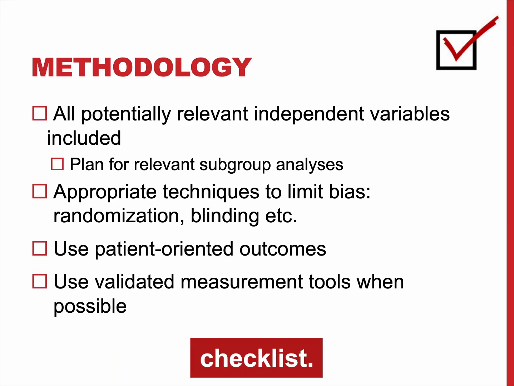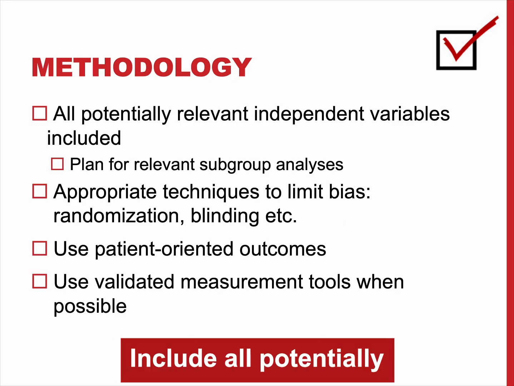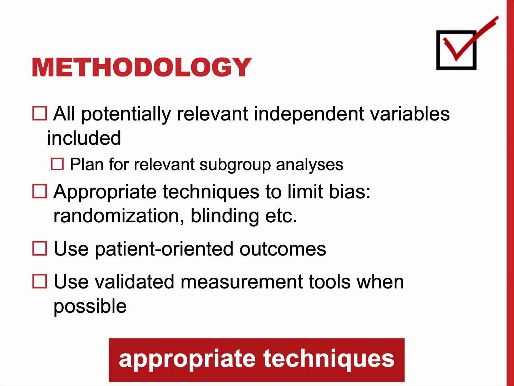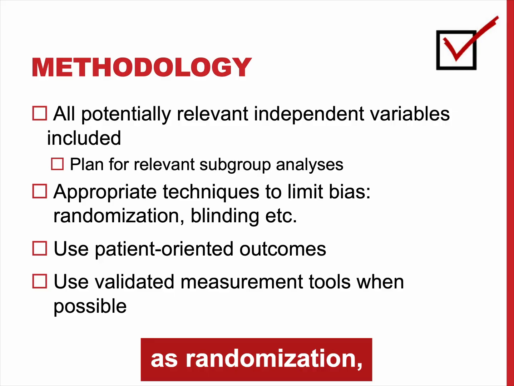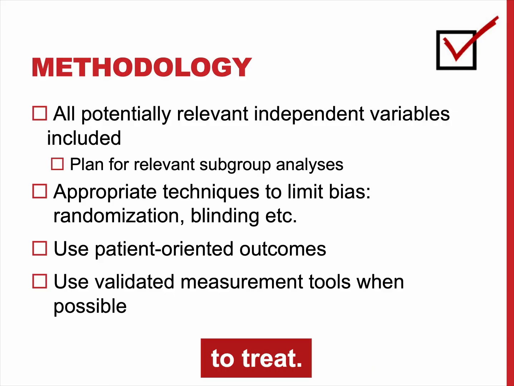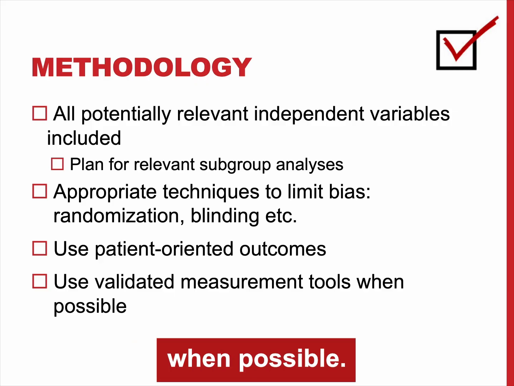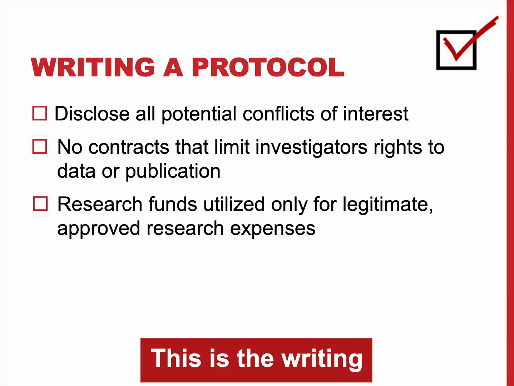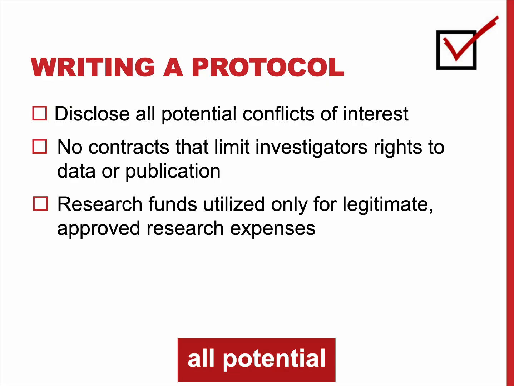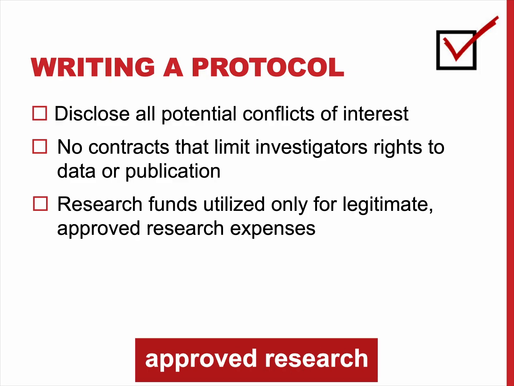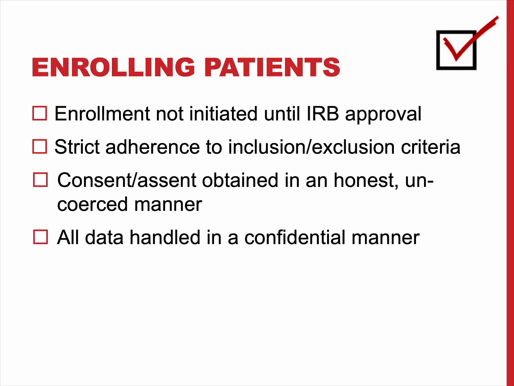This is a methodology checklist. Include all potentially relevant independent variables and plan for relevant subgroup analyses. Utilize appropriate techniques to limit bias, such as randomization, blinding, and intention to treat. Use patient-oriented resources. Use validated measurement tools when possible. This is the writing a research protocol checklist. Disclose all potential conflicts of interest. Do not engage in contracts that limit investigators' rights to data or publication. Research funds should be utilized only for legitimate, approved research expenses.